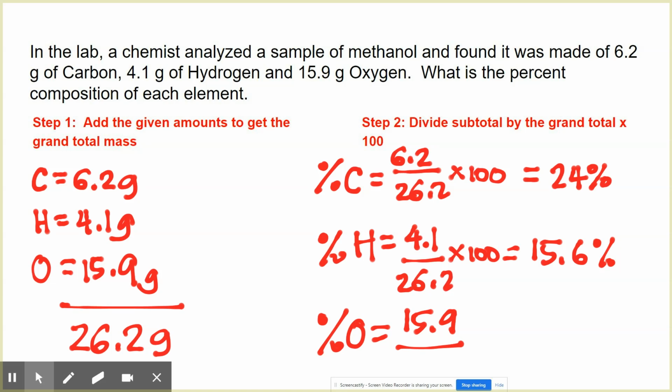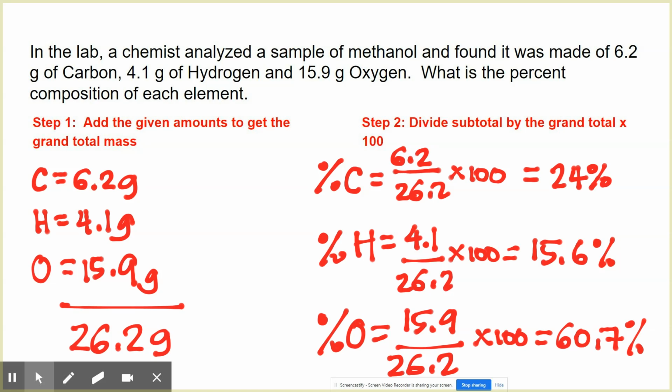Okay, or if you want, we could have gone to 16. It should have been 16. All right, it would have been a lot easier. Divided by 26.2 times 100 gives me 60.7. Oh, yep, I should have just rounded off oxygen to 16. Okay, and this would have been a lot easier.